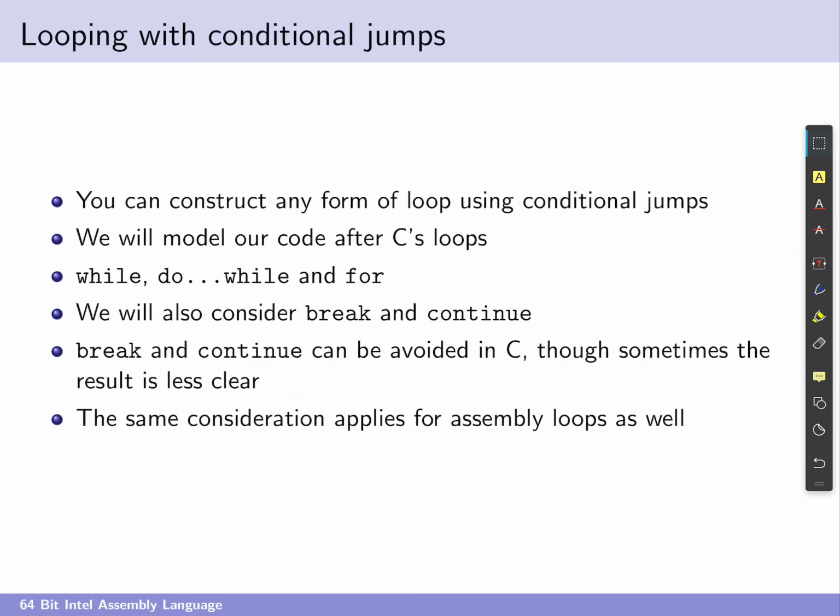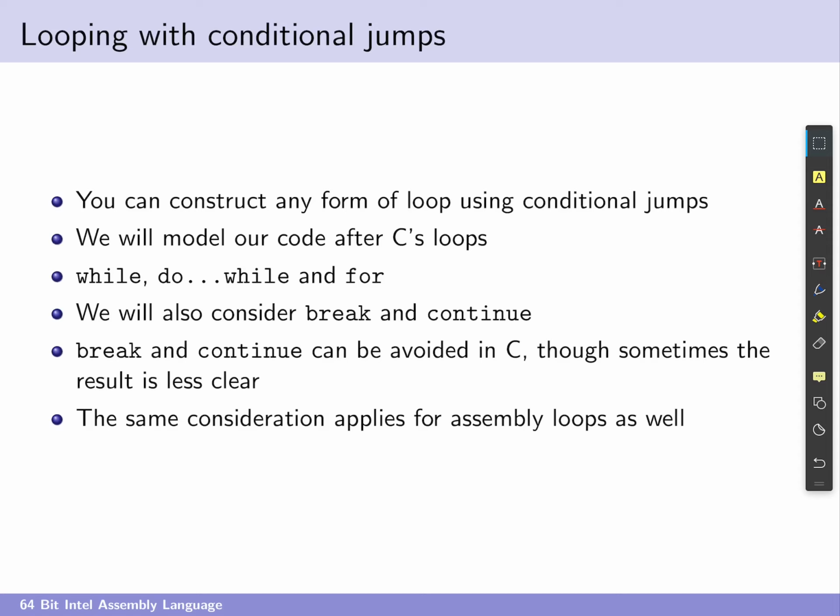So now that we've kind of mastered the basic conditionals, we can actually start building loops. So we can construct many forms of loops just using conditional jumps. We're going to model our assembler loops after our typical C++ loops. So we're going to go through while loops, do while loops, and for loops. In this lecture, we're just going to cover the while loop variant. Though the others are quite similar, there are some interesting performance characteristics of different loop structures. We're also eventually going to consider how to emulate break and continue statements in an assembler context.